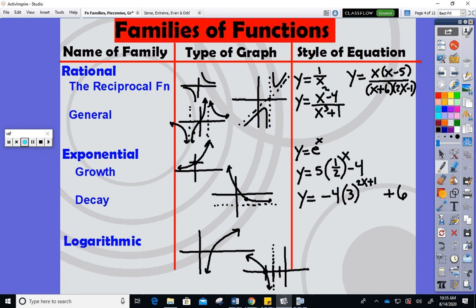Okay, so it kind of looks like a square root function, except square root functions just would stop at that point. Logarithmic functions keep going, but they're kind of the same shape. Not exactly, but kind of.